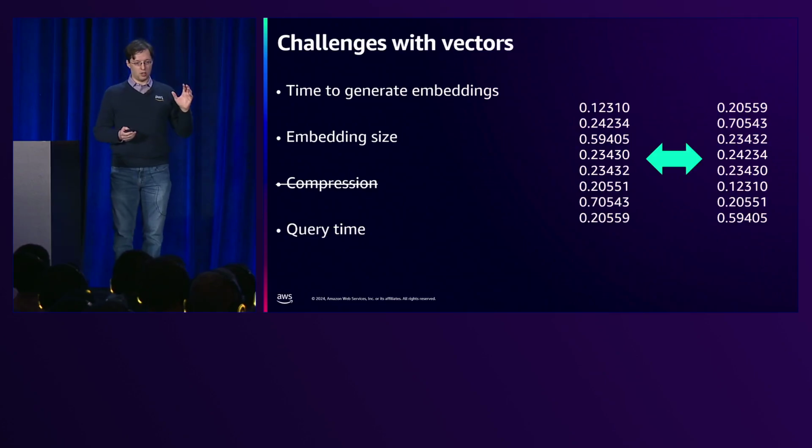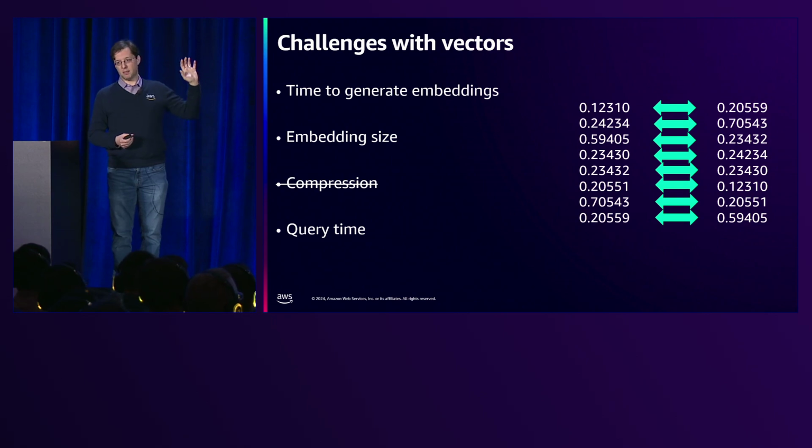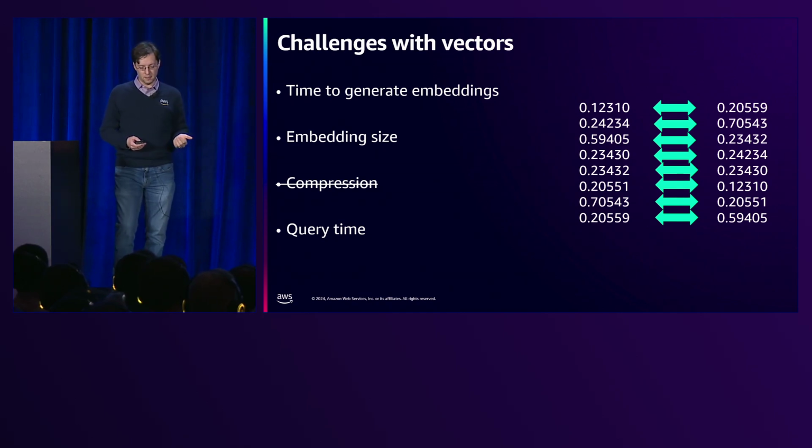And finally, there's the query time. Recall that we said we're doing these distance operations, which means we have to compare every single dimension in a vector. Now, there might be some embedding models that say you only have to compare the first 256, but it's still 256 comparisons you have to make. And if you're doing that over 1 million vectors in a data set, that's going to take a lot of time. So we need some ways to speed it up.